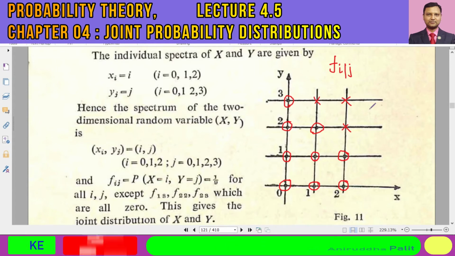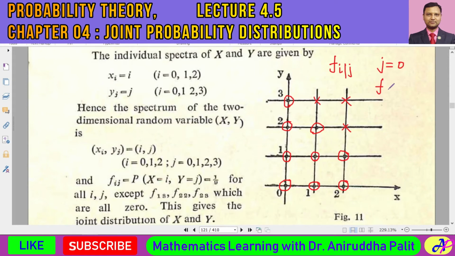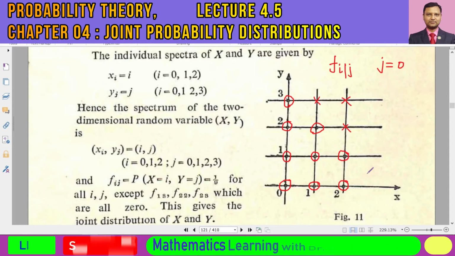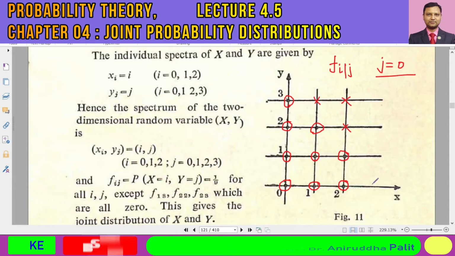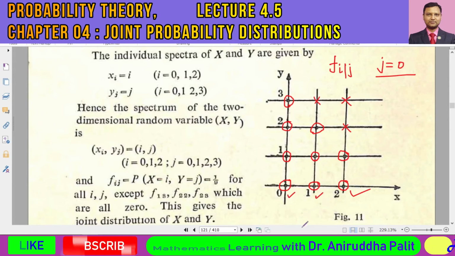Now, particularly we consider j equal to 0 for the first case. In that case, we shall have to find f(i given j), and for j equal to 0, you can also write it as f(i given 0). Oh, sorry, I made a mistake. For j equal to 0, this line refers to the x-axis. Over here, j equal to 1, then j equal to 2, then j equal to 3. So j equal to 0 refers to this line, and the possible values of i for j equal to 0 are these 3: i equal to 0, i equal to 1, and i equal to 2.